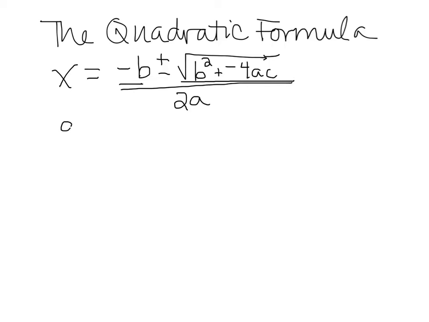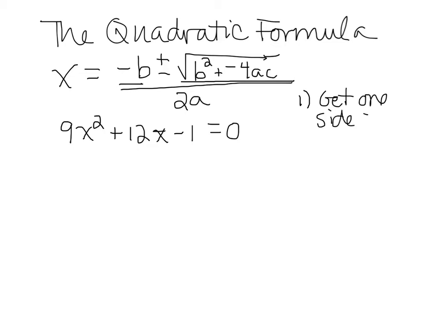So we're going to begin with an example of 9x squared plus 12x minus 1 is equal to 0. And you do need to have one side equal to 0 first. So I'm going to try to keep track of the steps right over here. Get one side equal to 0. Okay? Then you can assign the variables. You're not really assigning the variables, but say a equals, b equals, c equals.